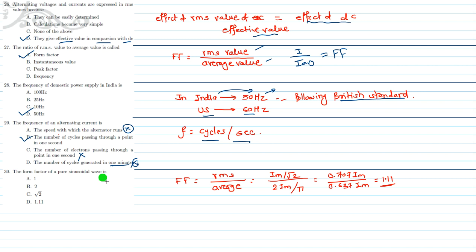The form factor of the pure sinusoidal wave: form factor is RMS value upon average value. The RMS value is Im divided by root 2 and the average value is 2 Im divided by pi, that is 0.707 times Im and 0.637 times Im. So Im will get cancelled. If you take this ratio, it is 1.11. So the form factor for any sinusoidal quantity is always fixed. It is 1.11. Hope you understand this.